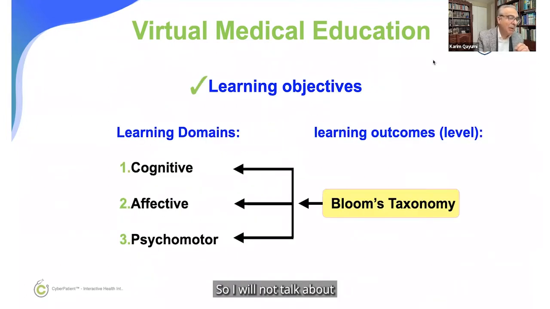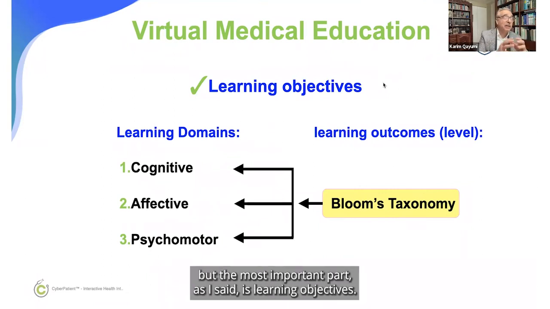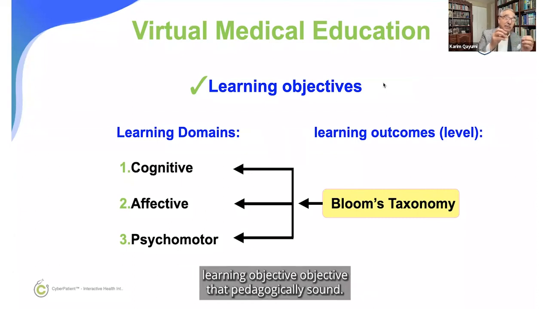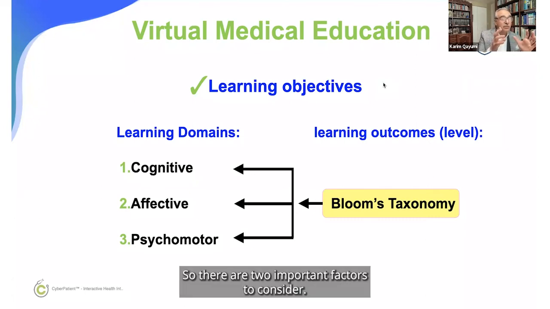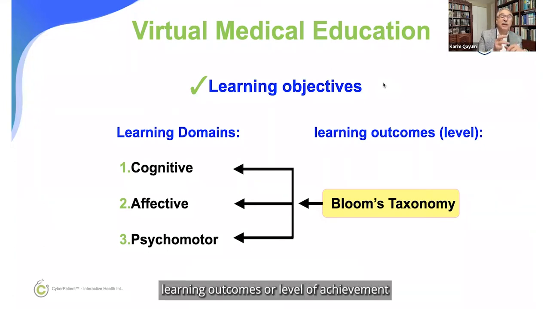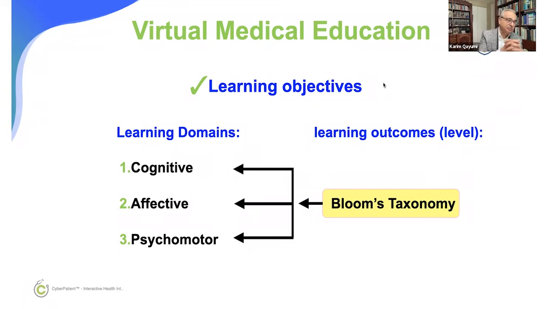So I will not talk about other parts of the curriculum because it's going to be another lecture, but the most important part, as I said, is learning objectives. So it's important also now to know how to make that learning objective pedagogically sound. There are two important factors to consider. One is the domain of learning, and the other is learning outcomes or level of achievement you want to have after your classroom or after your education process.